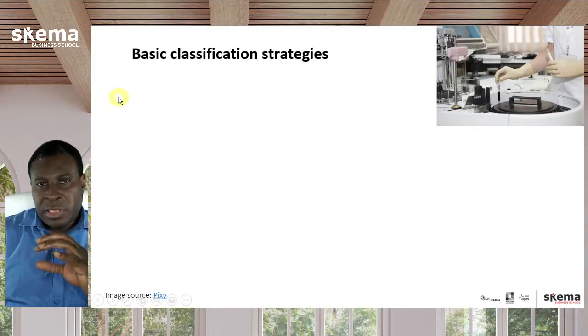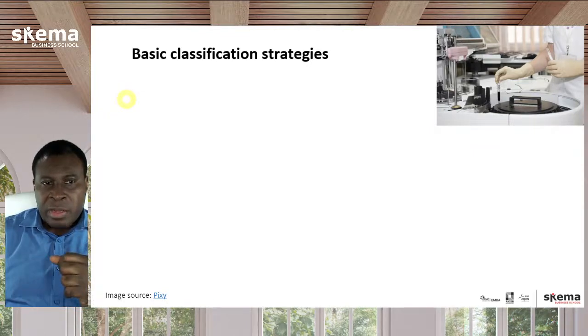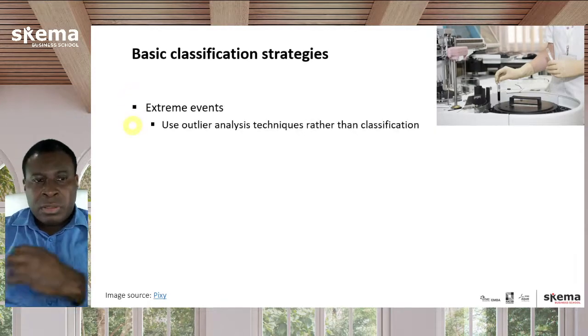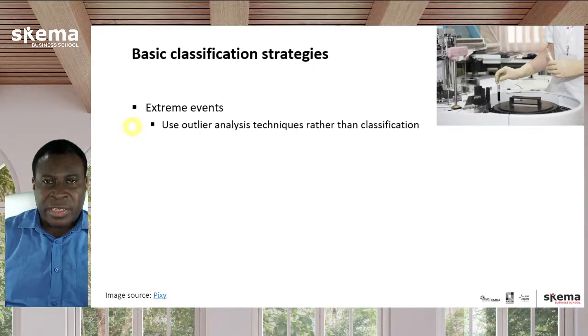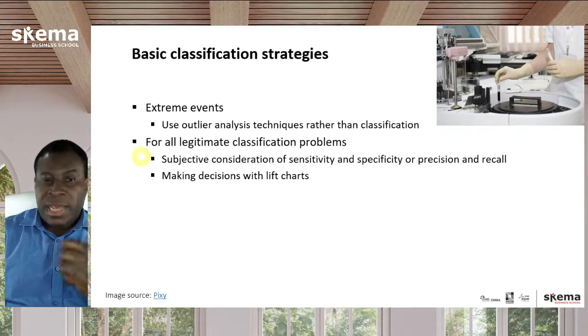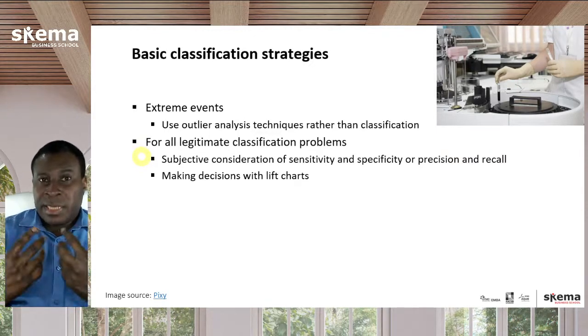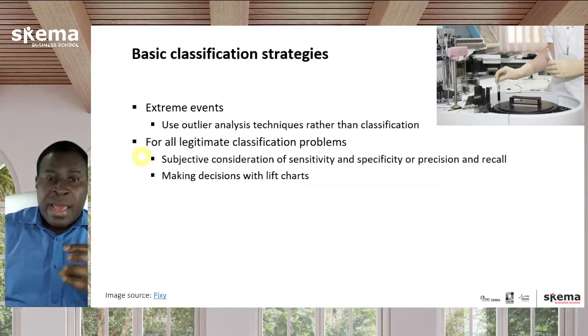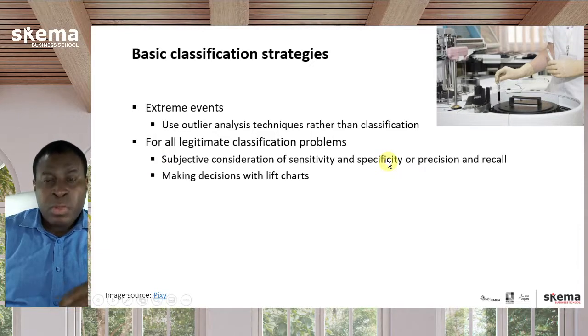So from these perspectives, this gives us a roadmap that we're going to follow of basic classification strategies. So first, if you have an extreme event, you're trying to find someone is a terrorist or not, if this is a fraudulent transaction or not, if it's a rare event, well, outlier analysis techniques are more appropriate rather than the classification techniques that we're going to cover. Then for all legitimate classification problems, we're going to see that we need a lot of subjectivity. That is a lot of managerial discretion. And we're mainly going to look at sensitivity and specificity, or precision and recall as the specific measures with subjective judgment. We're also going to see how to make decisions with lift charts, which give very actionable prioritizations of which cases to take priority action on.